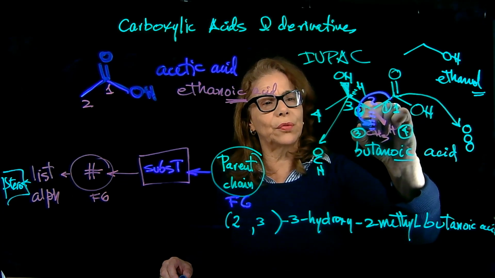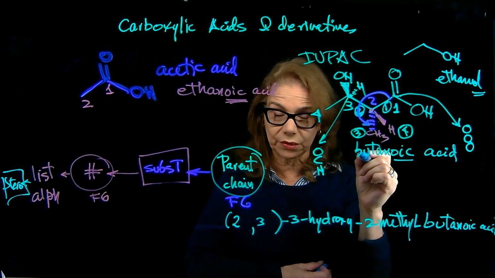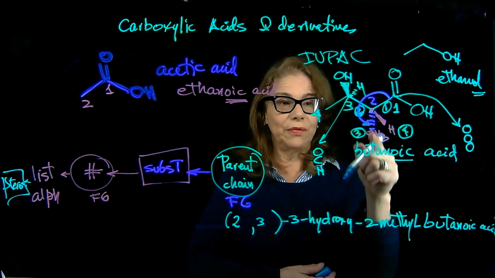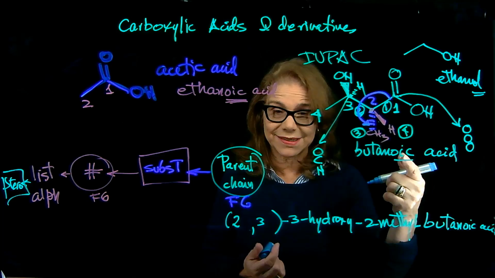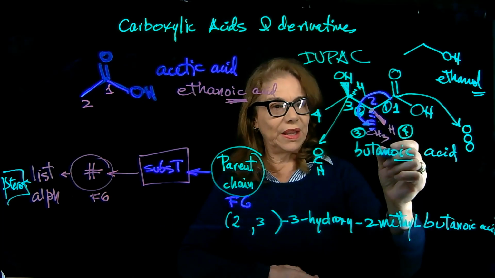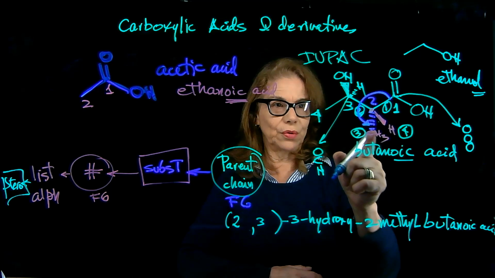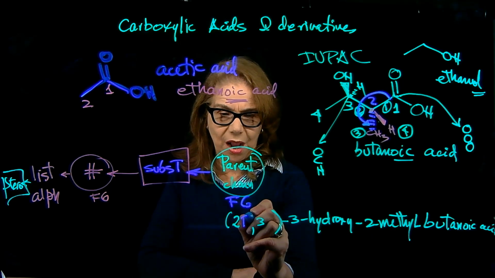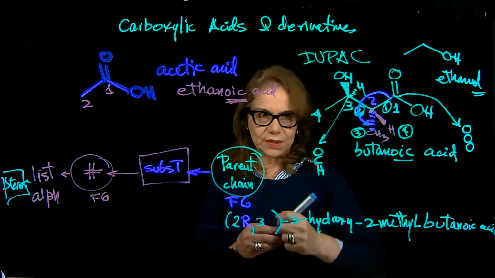2, and 3. I have rotated counterclockwise. So if the hydrogen was in the back, then we'd be assigning S. But because it is in the front, I'm going to do a switch. So this center, carbon number 2, is R. So let's do the next configuration.